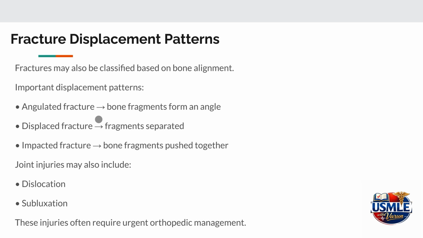In addition to fracture type, fractures are also classified based on the alignment of the bone fragments. An angulated fracture occurs when the broken fragments form an abnormal angle. A displaced fracture means that the bone fragments are separated from their normal anatomical position, whereas an impacted fracture occurs when one fragment of a bone is driven into another fragment. This causes the bones to become compressed together.